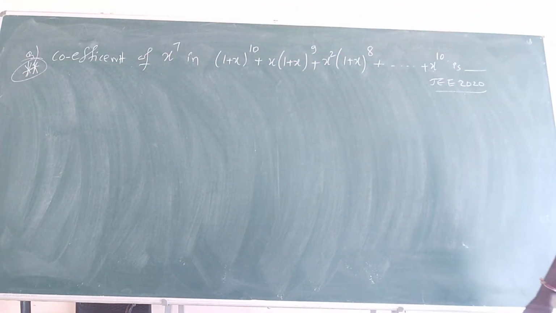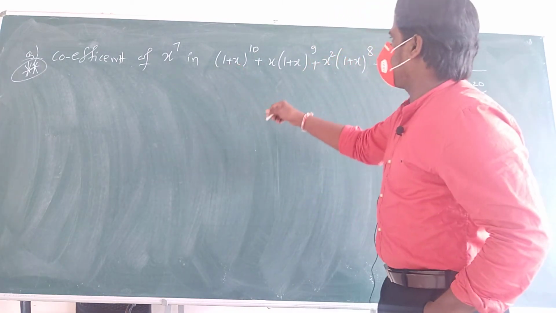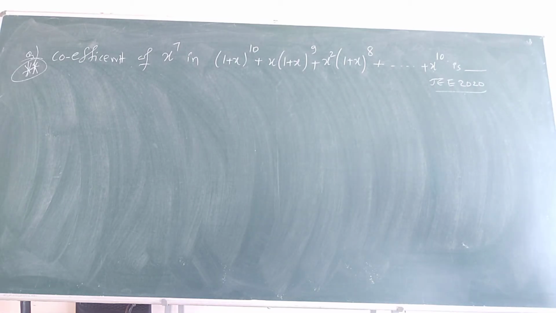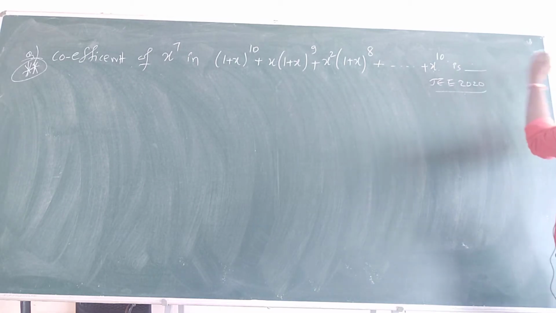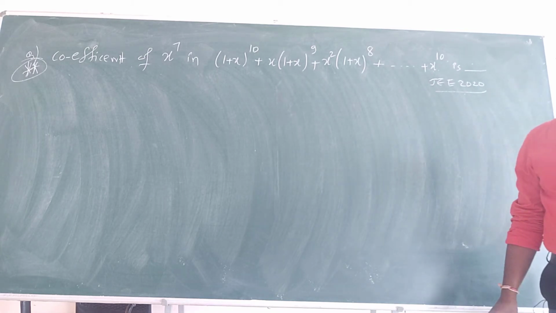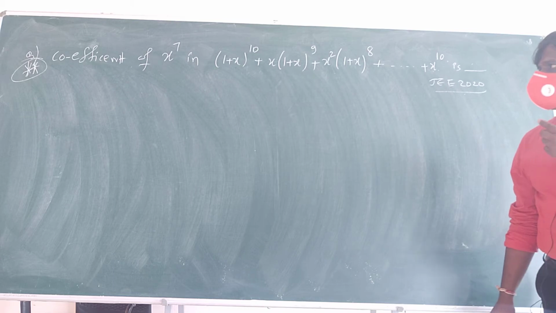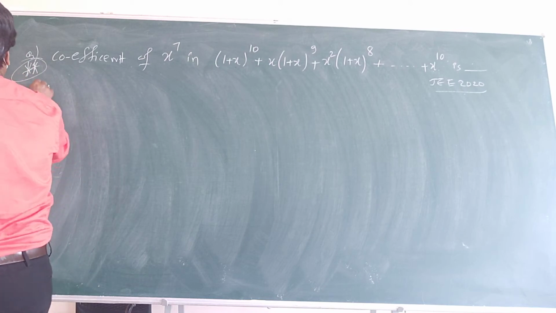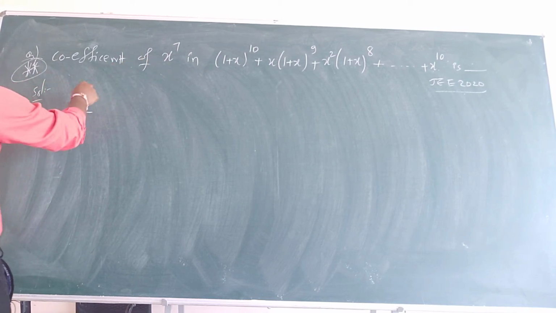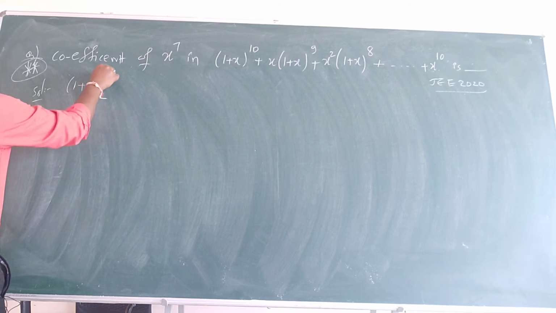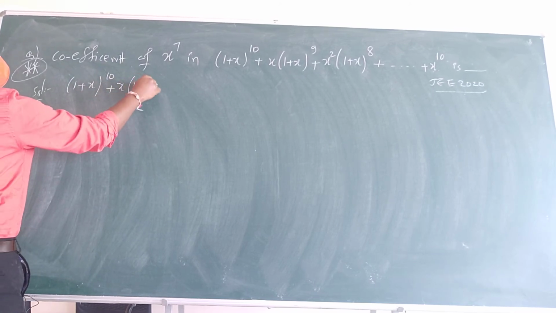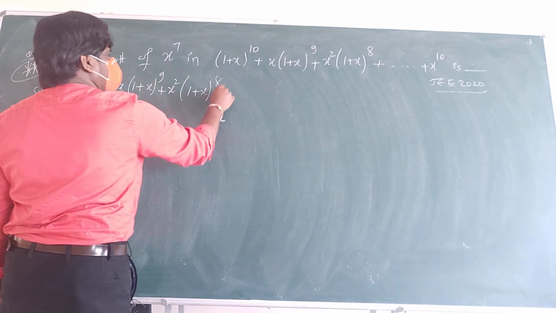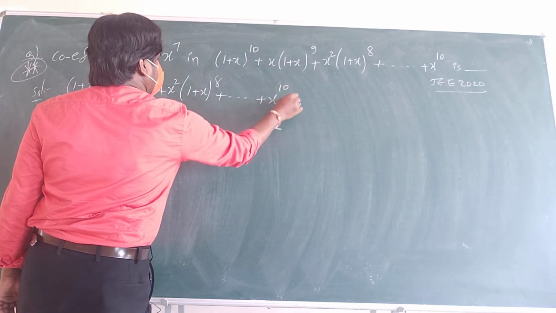Now see the question. The coefficient of x power 7 in (1 plus x) whole power 10 plus x into (1 plus x) whole power 9 plus x square into (1 plus x) whole power 8 plus so on, plus x power 10, is what? You have to find the coefficient of x power 7. So how to find it? Any idea?